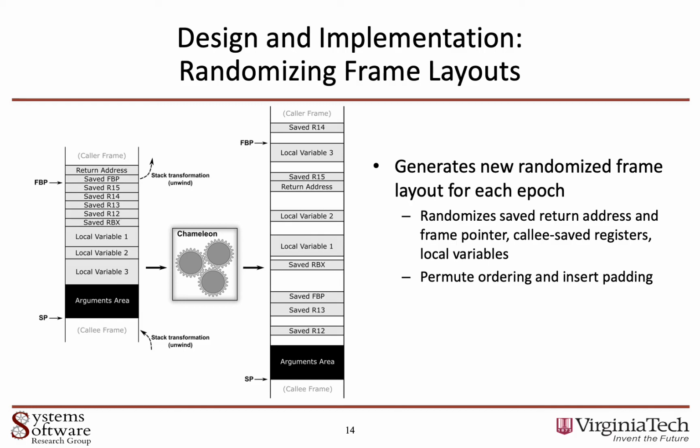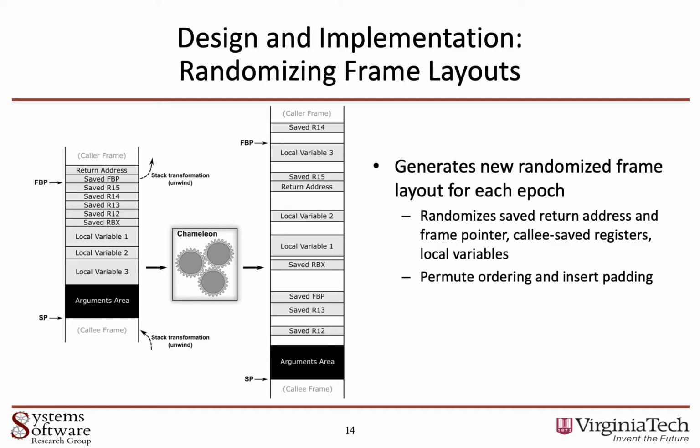Chameleon is able to randomize almost all parts of the stack frame, including the saved return address, saved frame base pointer, saved callee registers, and any local variables. The only part of the stack that is not randomizable is the arguments area to called functions, as this will require changing the calling convention of both the callee and the caller. We leave this as future work.